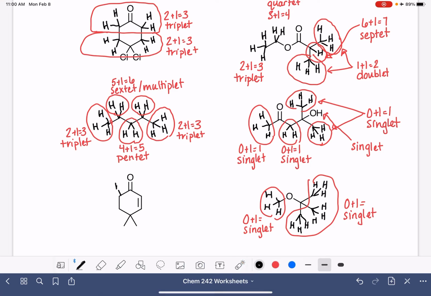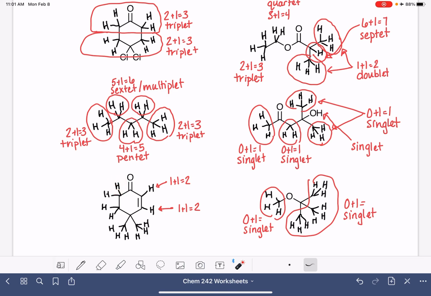Here's our last molecule. We have 2 hydrogens here, 2 hydrogens here, 1 here, 1 here, and then we have 6 total on these 2 methyl groups. We'll start with this guy right here. This is 1, 2, 3, 4 bonds, too far away to this guy. 1, 2, 3 bonds, 1, 2, 3 bonds, close enough to this guy. So this one right here is going to be a 1 plus 1, a doublet. This one is close enough to this one. What about the methyls? 1, 2, 3, 4, too far away. So this guy is also 1 plus 1 is a doublet.